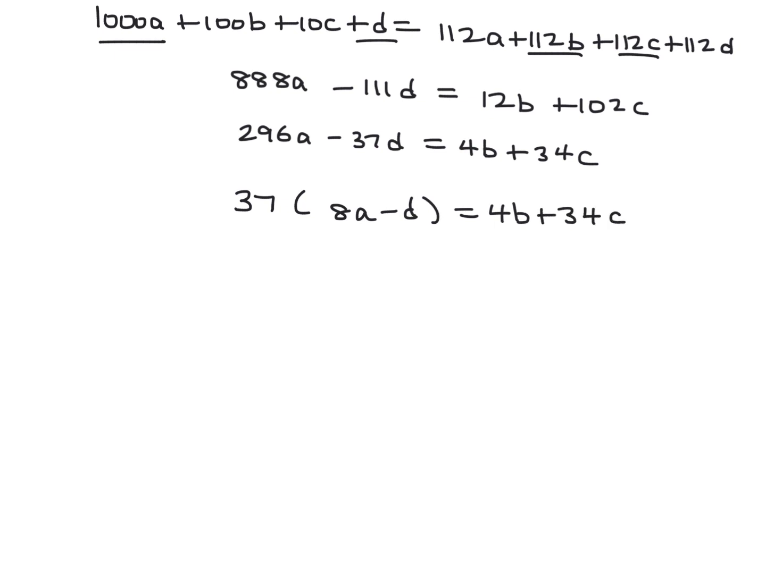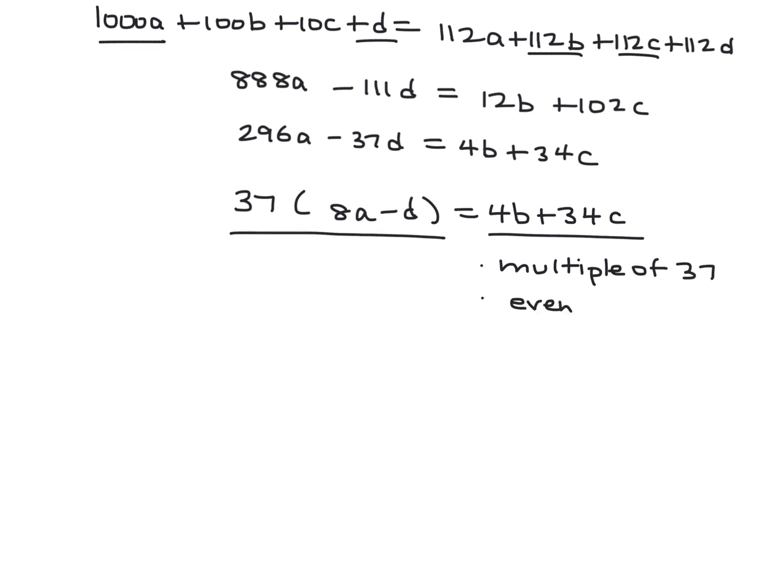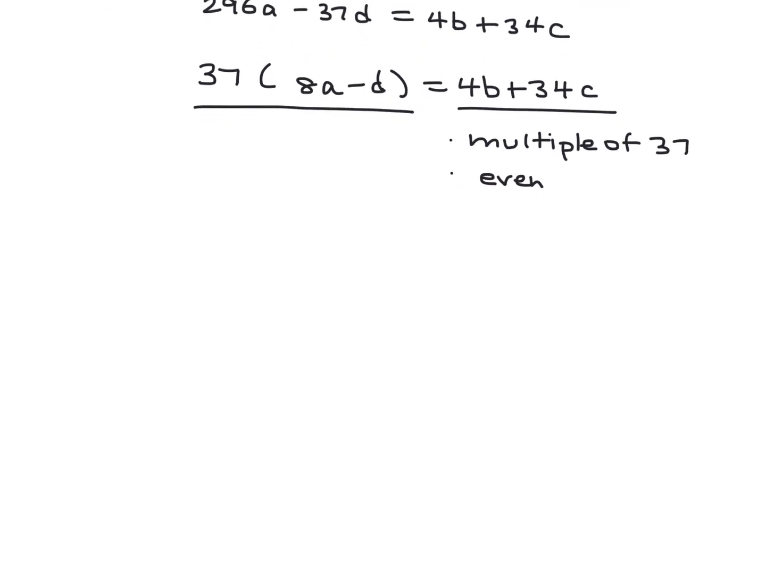Okay, so that means this side is divisible by 37, obviously. So that means this side has to be divisible by 37. So it has to be a multiple of 37. And also, you notice you can factor out a 2, so that side is also even. Okay, so we use those two points because we have just one equation and four variables. The only way to solve this is with these two pieces of information.